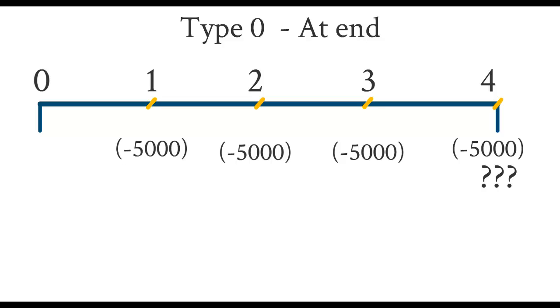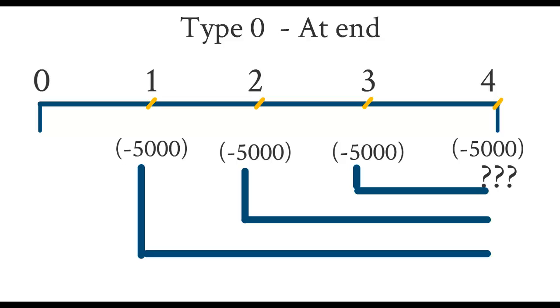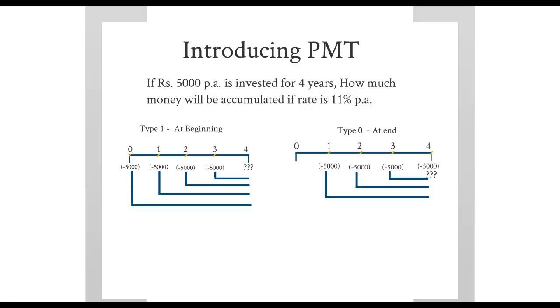Well, you can clearly see that in type 0, the last rupees 5,000 has got no time to increase in value. And each of the previous year's 5,000 is also invested for one less year. Right? So the first investment made at end of the year 1 grows only for 3 years. The next grows for 2 years, the next grows for 1 year, and the last does not grow at all. Each investment has lost one full year of growth. So obviously, type 0 will give you a lesser future value. Quickly, let's calculate and look at if our assumption is right.